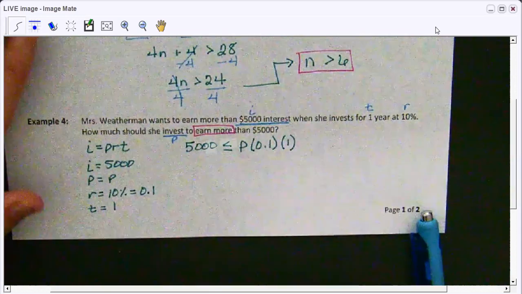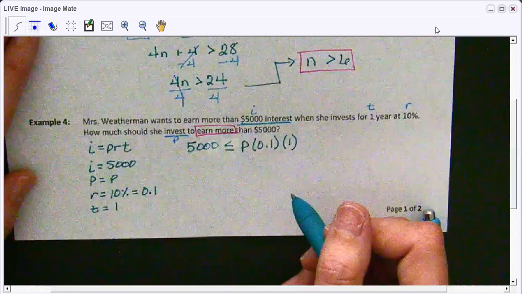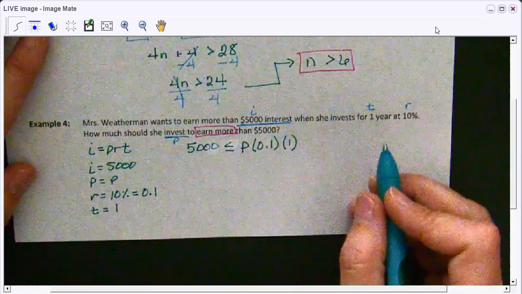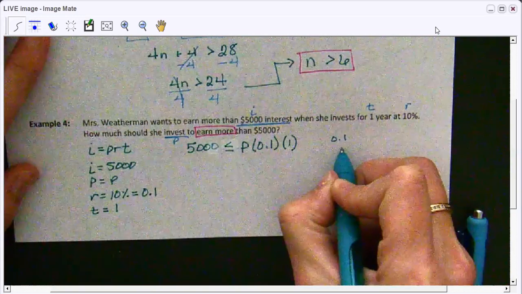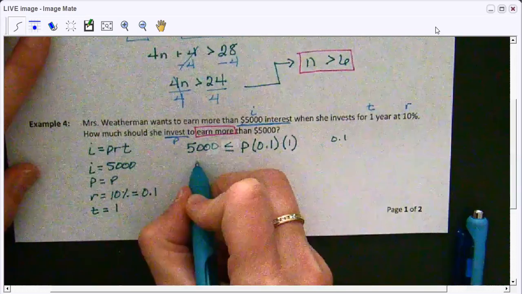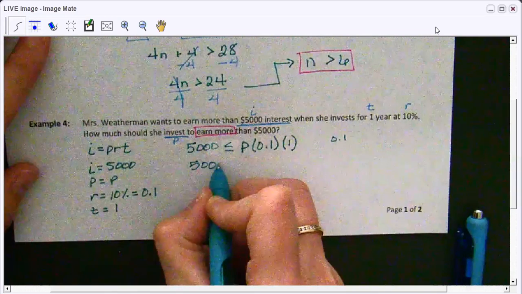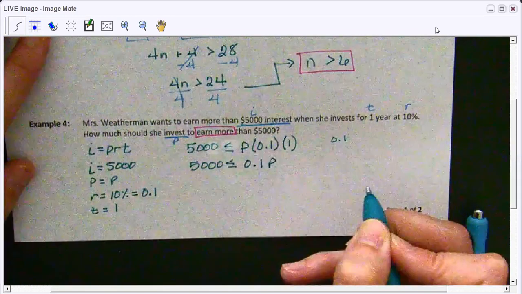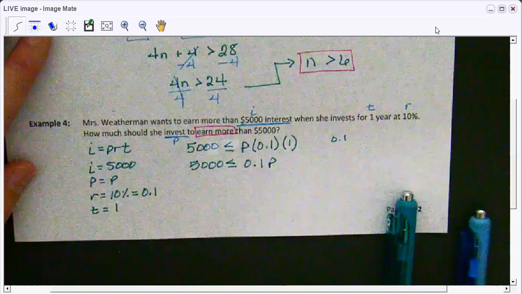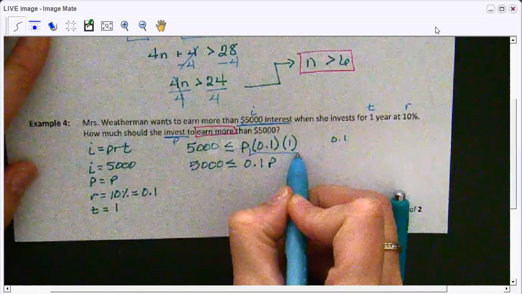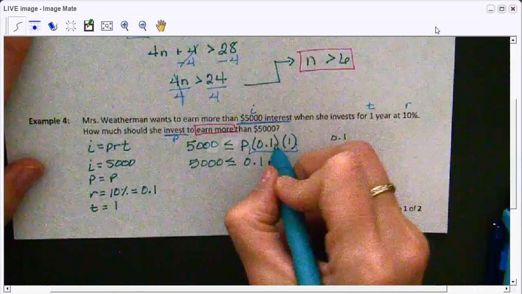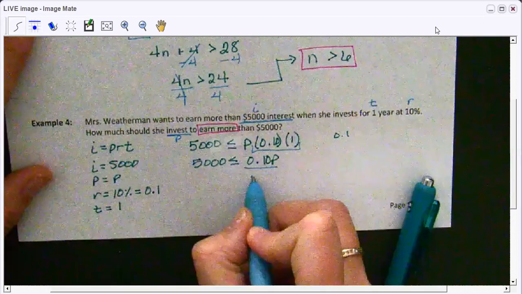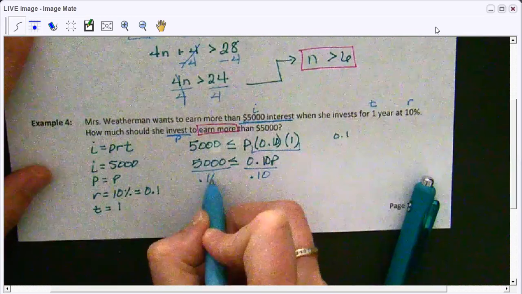And now I just solved it. Does that make sense how I set this up? Okay. So let's do 0.1 times 1 is 0.1. 5,000 is less than or equal to 0.1p. Okay. So we just multiplied that. And actually, it should be with the 0 right there. So then we're going to divide by 0.10 on both sides.